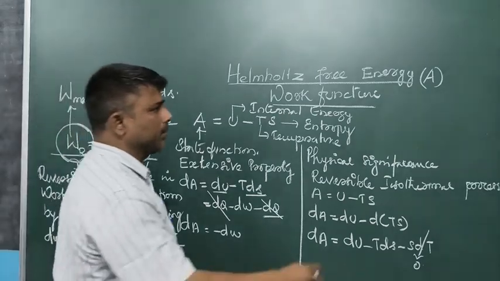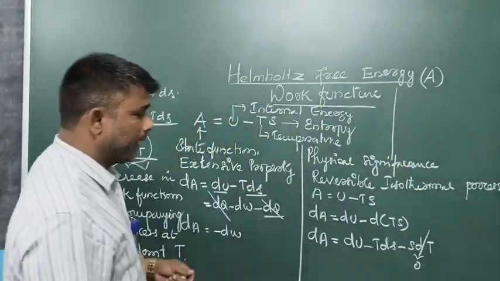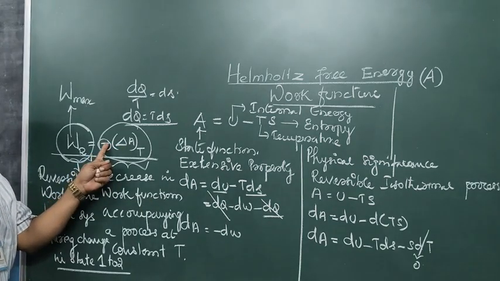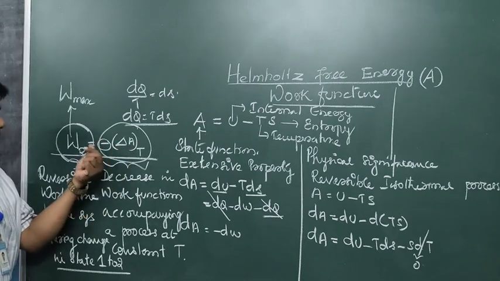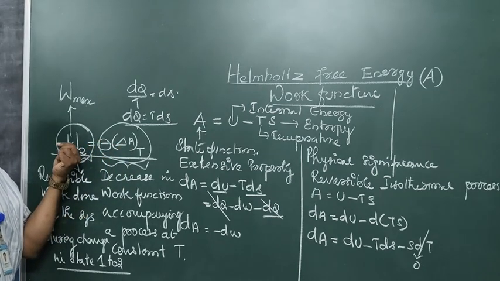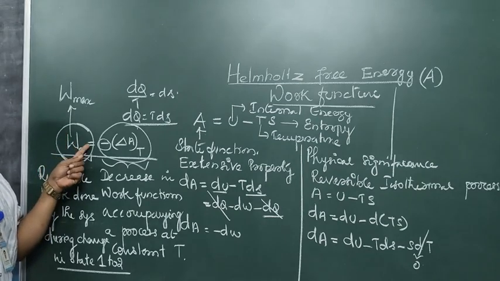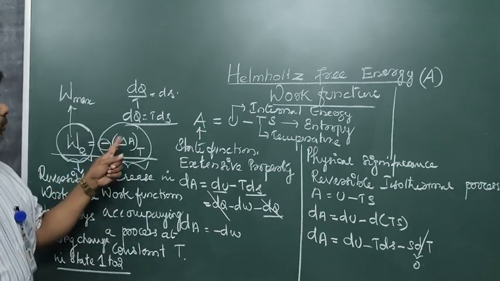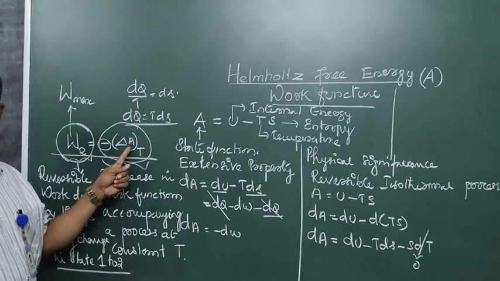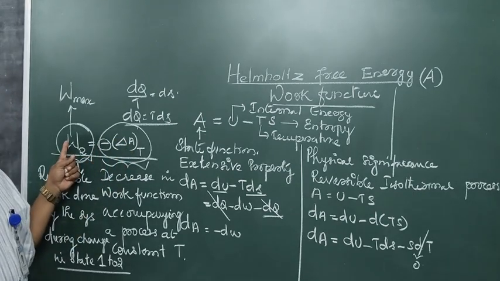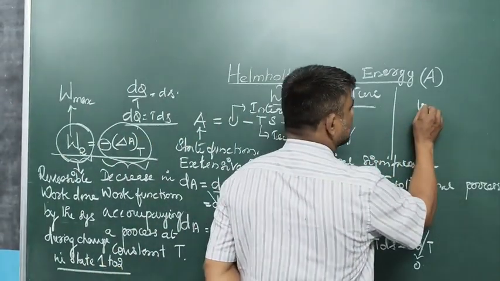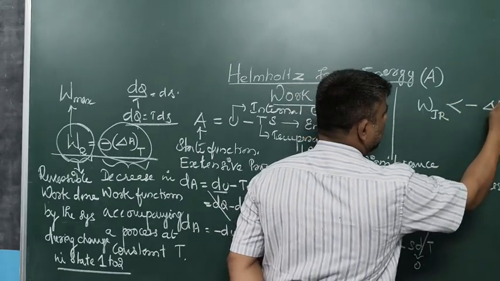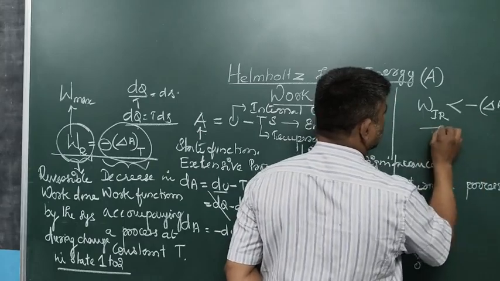In actual condition, that means an irreversible process, the decrease in work function, listen, this is the minus sign, will not be equal to the amount of work done by the system. This is equal only if the process is reversible. If the process is irreversible, the decrease in work function will not be equal to the amount of work done by the system. In such a case, W for an irreversible process is less than the decrease in work function of the system at constant temperature.